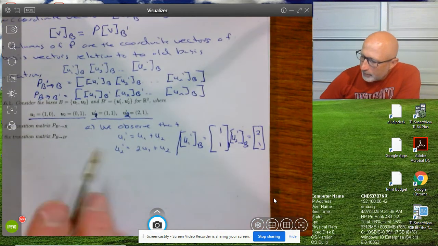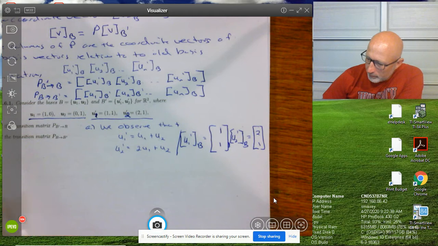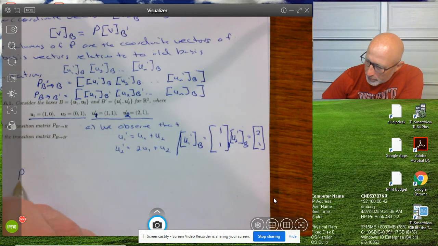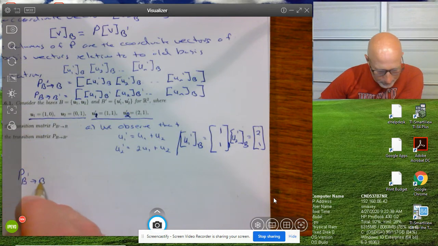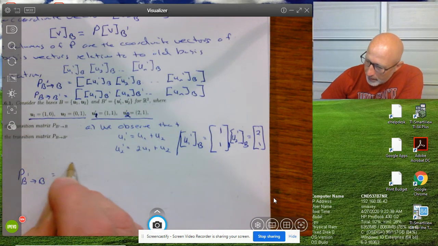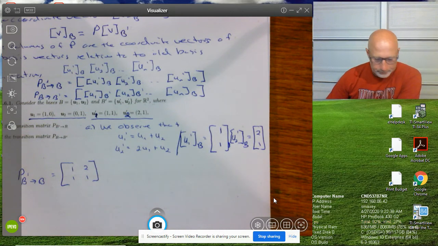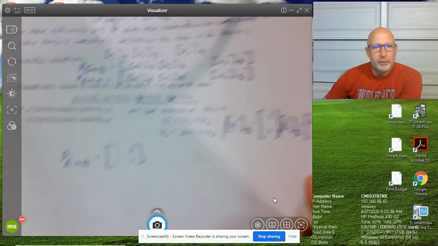So based off of what the definition up here was, what I know then is that the transition matrix that's going to take B prime onto B is given as, you just take these column matrices. So 1, 1, 2, 1. And that's what that is. So that's the first part.